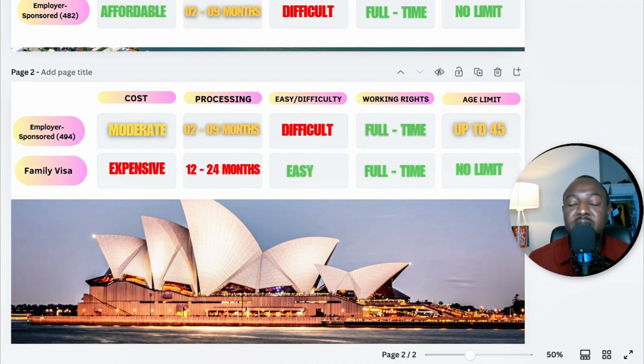And working rights, you are coming here straight away. It's in 2 stages. Most are mostly in 2 stages. Either you're coming as a permanent resident or as a temporary resident first, then you transition to a permanent resident. Working rights, you have full-time working rights. Age limit, there is no age limit for this visa. So the family visa is also very attractive, if of course you are in a relationship with an Australian permanent resident or citizen.